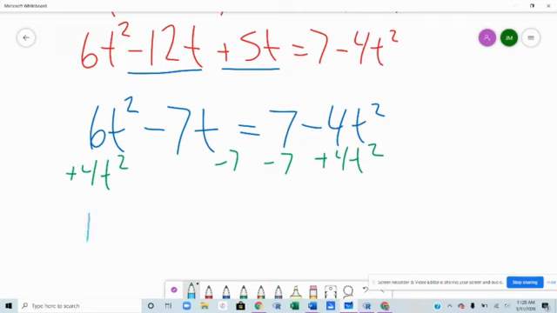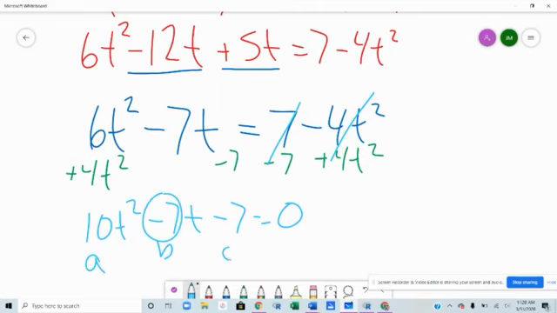So now work on combining. You have 10t squared minus 7t minus 7, gone and gone, equals 0. Hopefully you can tell me that A is 10, B is negative 7, and C is negative 7.